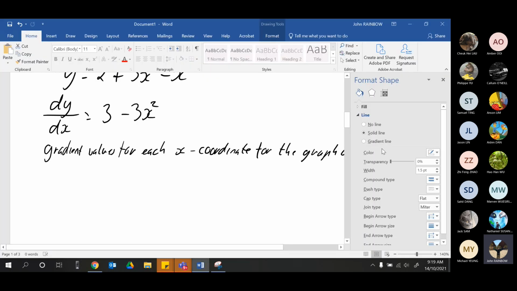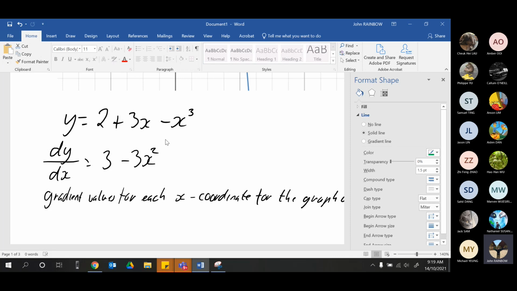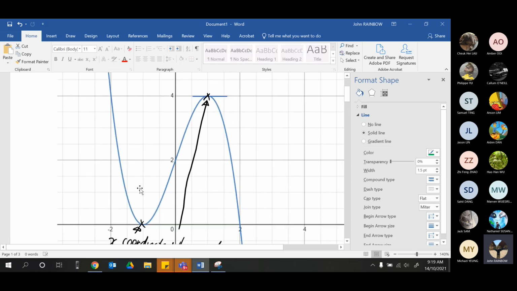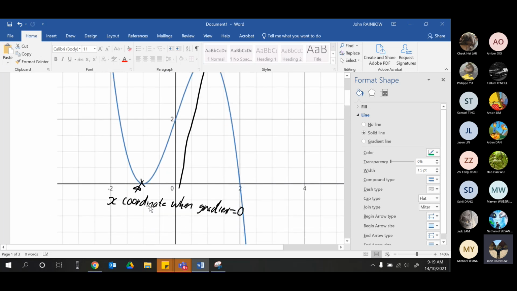Excellent. Okay, I'm going to move on. So what we realized is that this was our original graph, the blue graph. This is our derivative graph. The derivative graph shows me the gradient values. So to find the turning points of the original blue graph, I just need to find out the x-coordinate. When is the gradient 0?